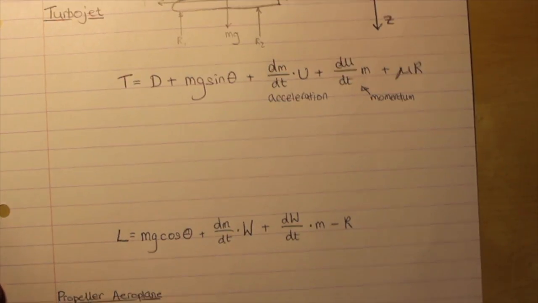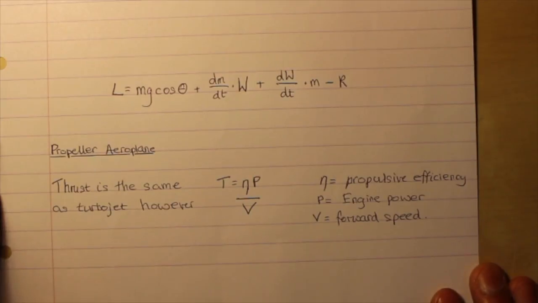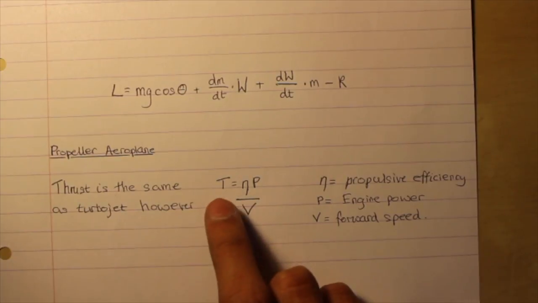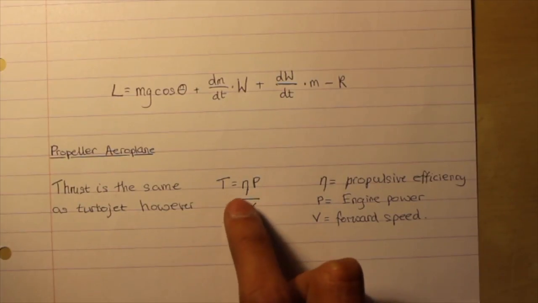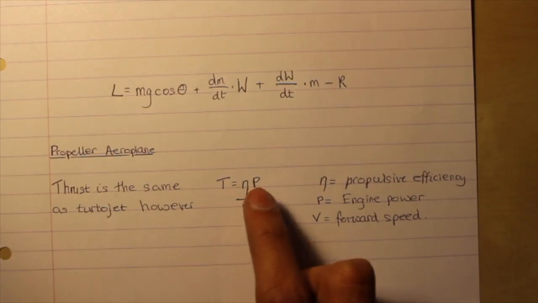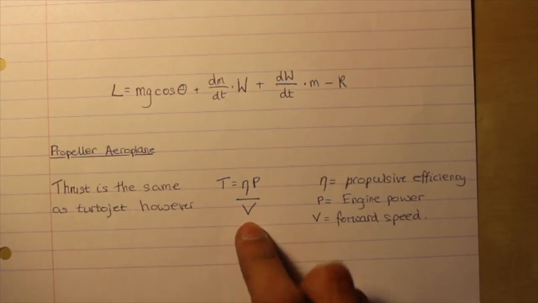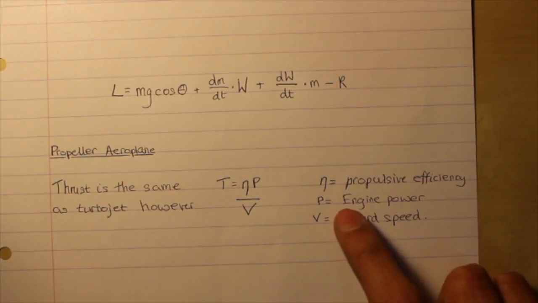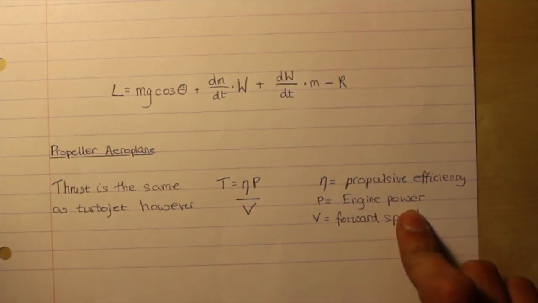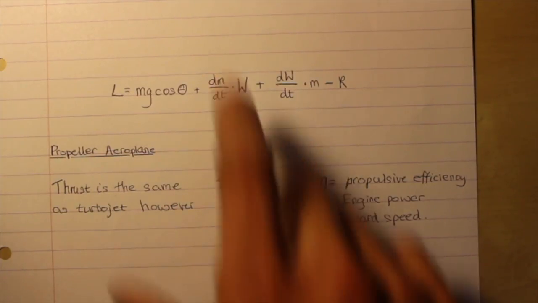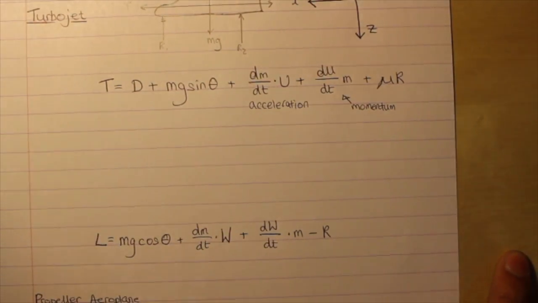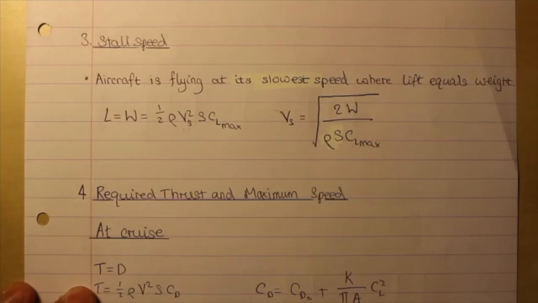And the only thing we need to do to change it for the propeller aeroplane, the thrust is the same as the turbojet. However, because the thrust for a propeller aeroplane is equal to eta P over v, where v is our forward velocity, eta is our propulsive efficiency, and P is our engine power, we can just equate that to our equation on the top, and we have our equation for a propeller aeroplane.